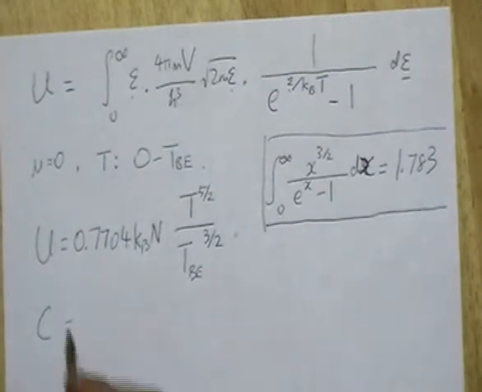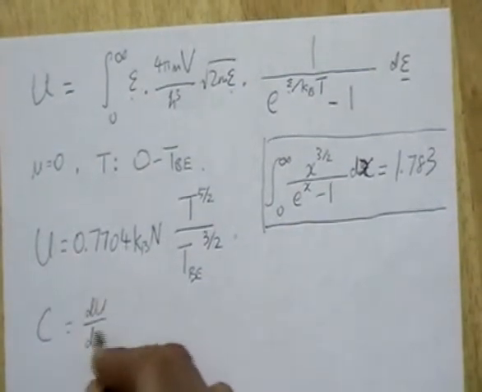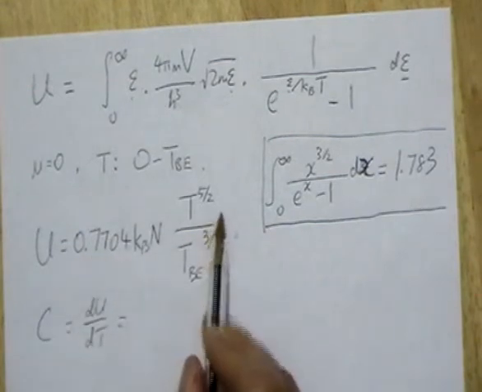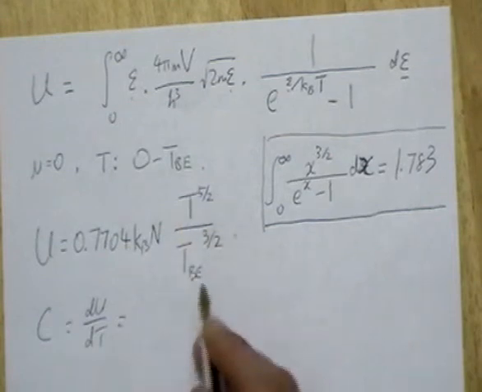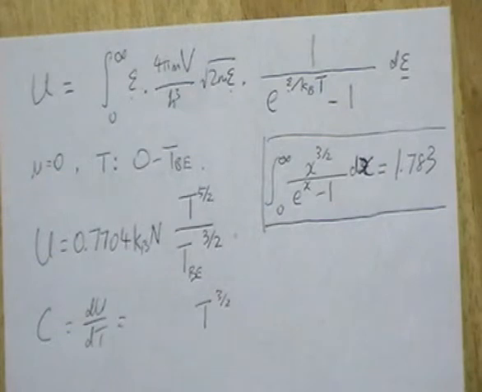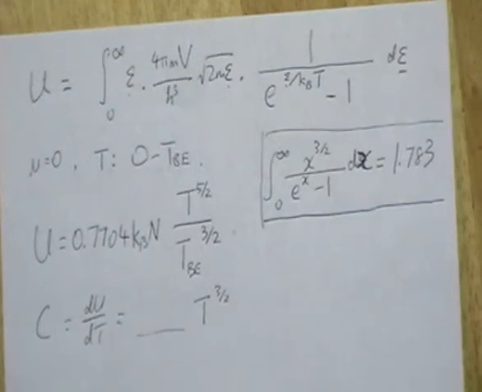Now heat capacity is dU/dT, so with this formula we can already differentiate. T to the 5/2 gives us T to the 3/2 with a bunch of constants before it. And now we are ready to try and sketch a graph again.